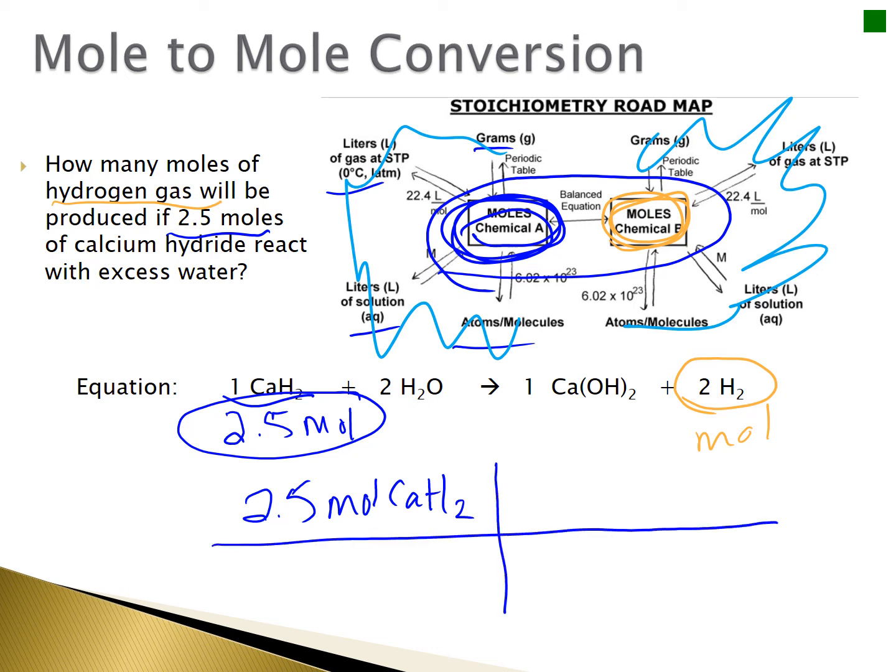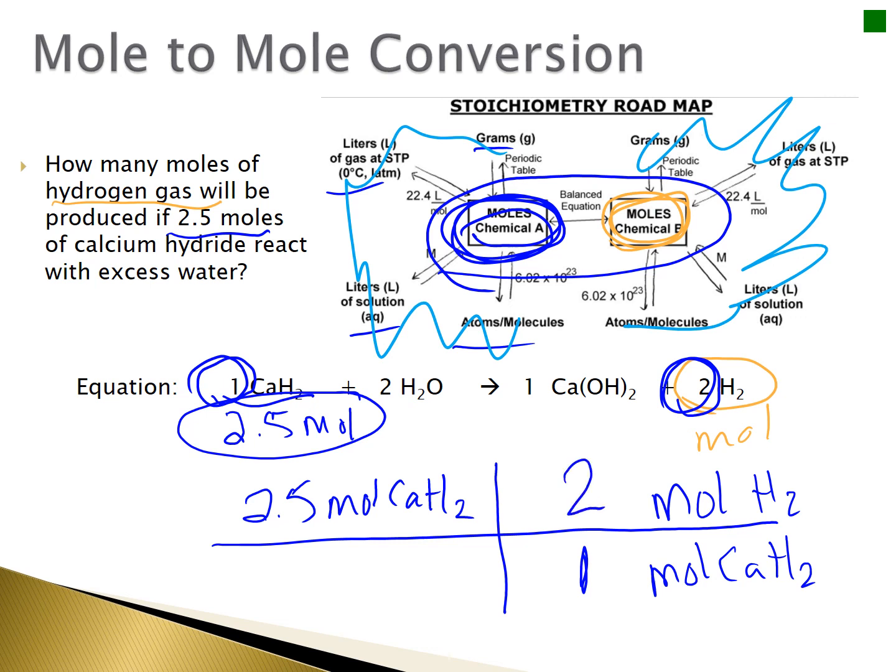All right, so what I'm going to do is look at my balanced equation. Moles of CaH2 have to go on the bottom because moles of CaH2 is what I start with. Moles of H2 is going to go on the top because that is what we're trying to go to. So now I need to fill in my numbers. How do I get them? You're going to look at the coefficients of a balanced equation. The coefficient for the CaH2 is 1. The coefficient for the H2 is 2. So all you're going to do is 2.5 times 2 divided by 1. So my answer with sig figs is 5.0 moles of H2.